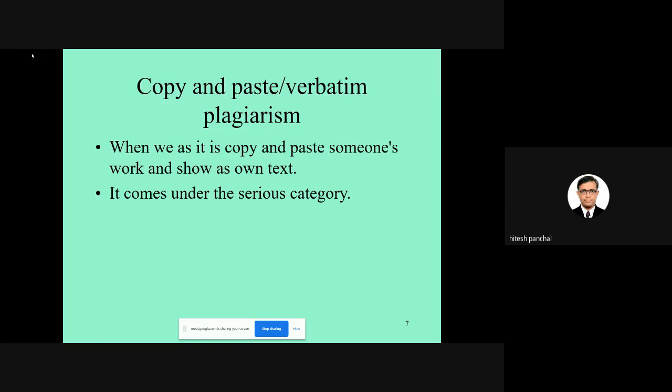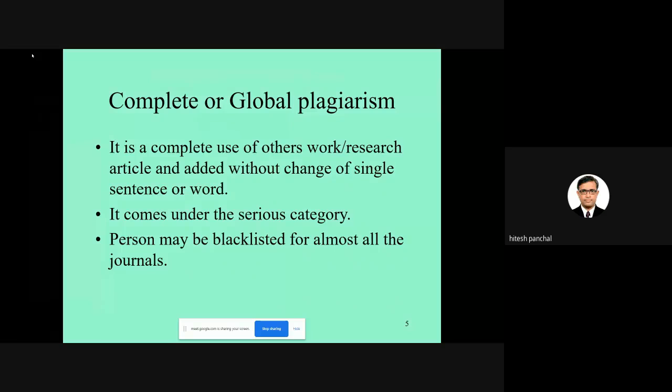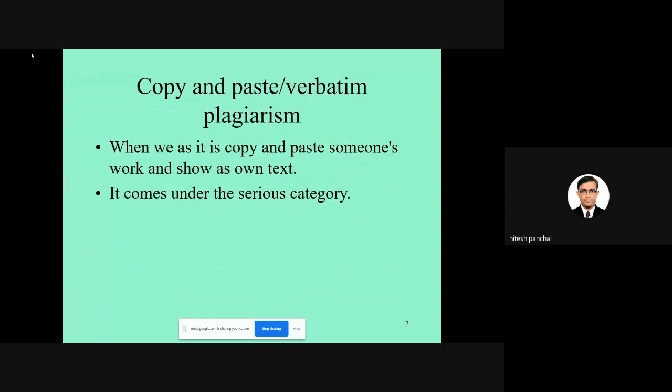But definitely if the same 3 to 4 lines are found by the plagiarism check, that is also called a serious category. So first of all, we have studied complete or global plagiarism, which is in the serious category. Paraphrasing plagiarism also comes under the serious category. And copy and paste, also called verbatim plagiarism, also comes under the serious category. So do not try such things in your research article or thesis.